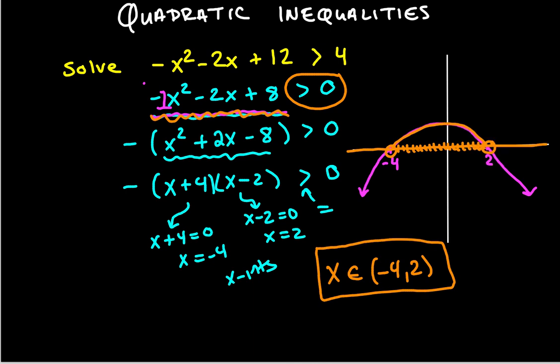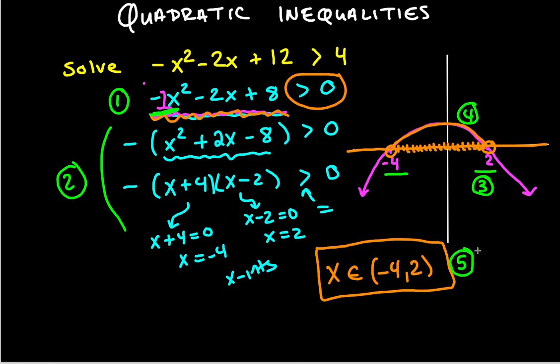Quadratic inequalities. First step, get 0 on one side. Second step, find the zeros or the roots or the solutions. Third step, plot these guys. Fourth step, plot the shape of the graph by looking at the leading coefficient. Fifth step, determine the solution graphically. That's how you solve quadratic inequalities.